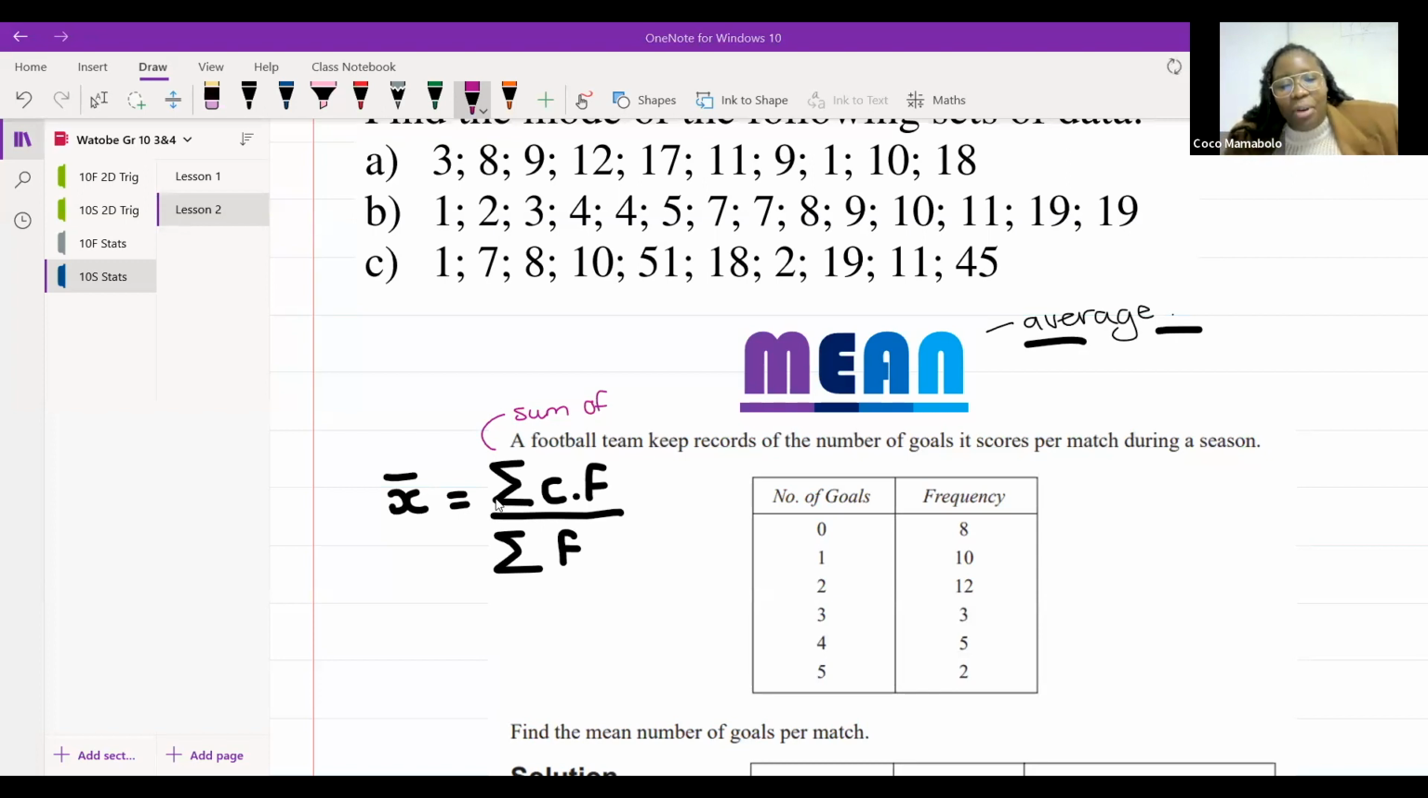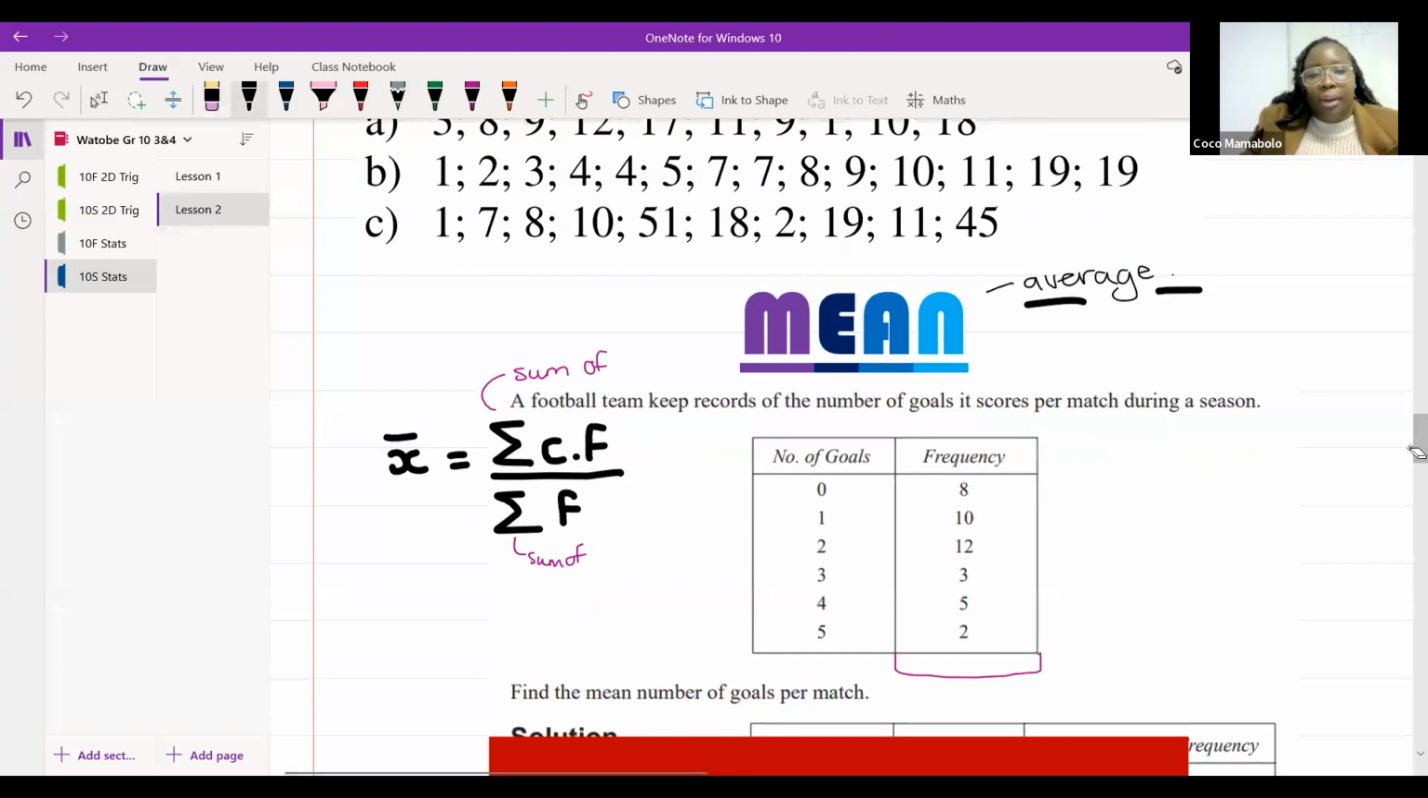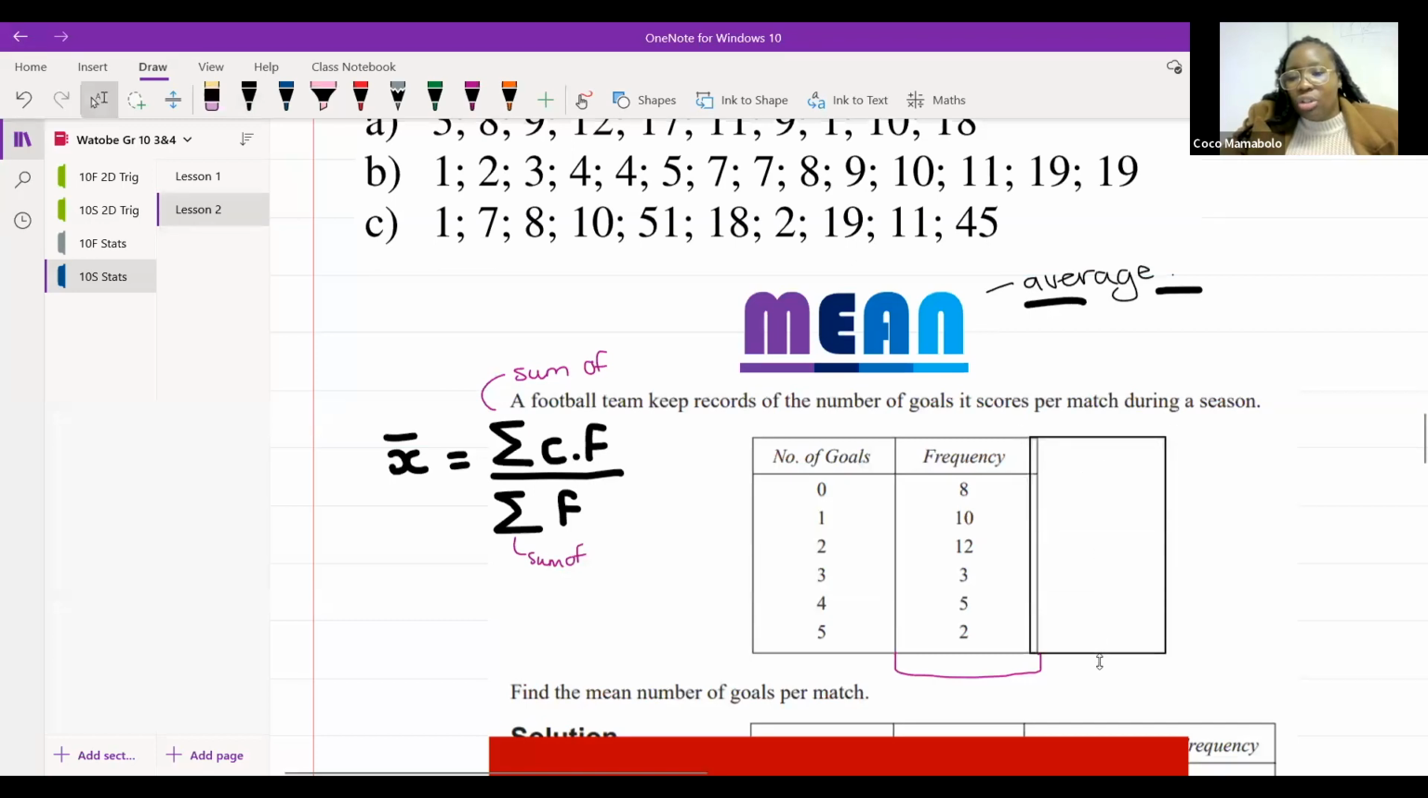Okay, now I'm going to explain. We're going to find the sum of the frequency. We're going to add up all of these and we're going to get a value. So I want you guys to add them all up. What is the sum of the frequencies? Give me an answer when you are ready. Add up all the frequencies for me. 40, excellent.